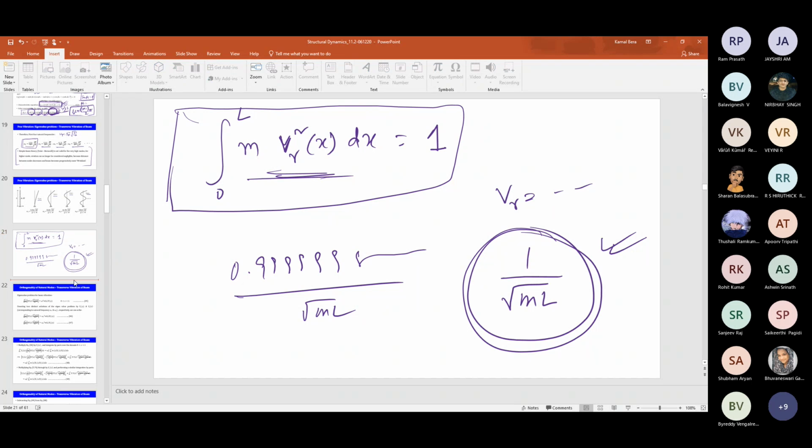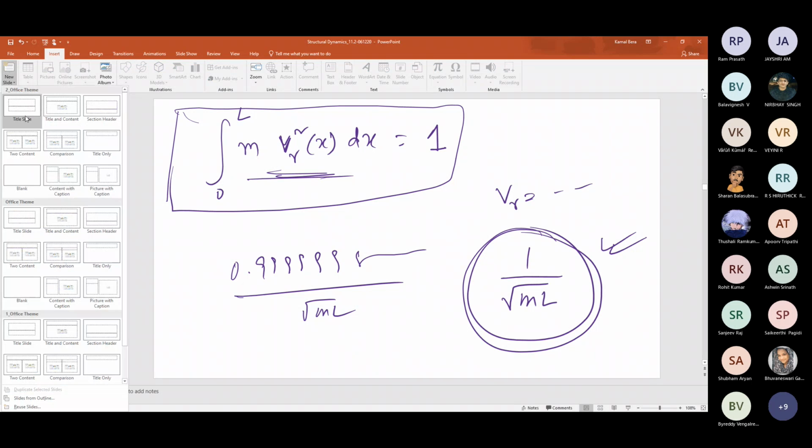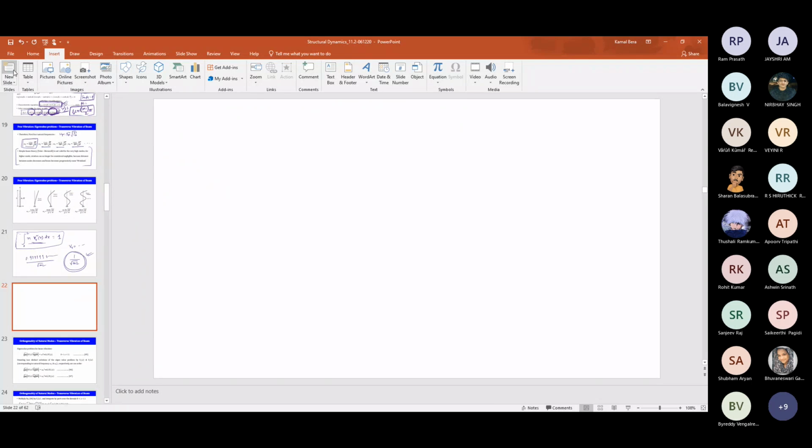For other types of boundary conditions, please try, like a free-free beam, with both ends free, or a cantilever with a mass attached to the free end. Those types of things you can see from books.